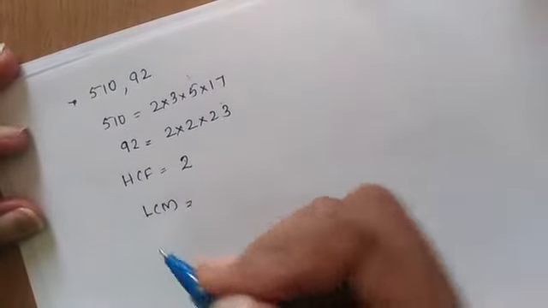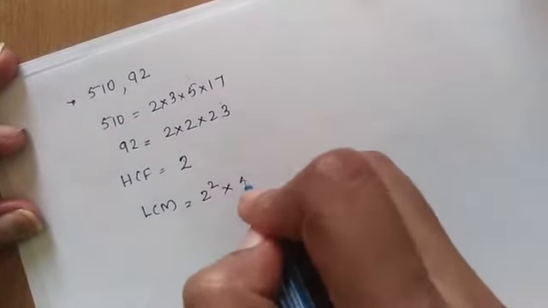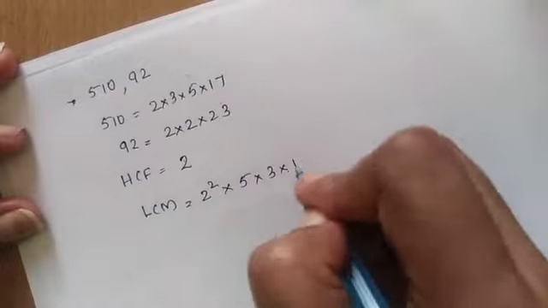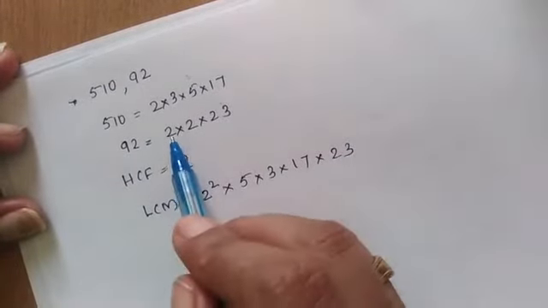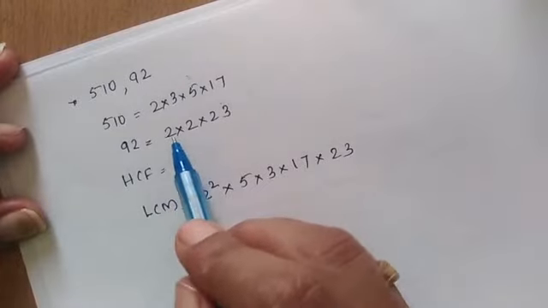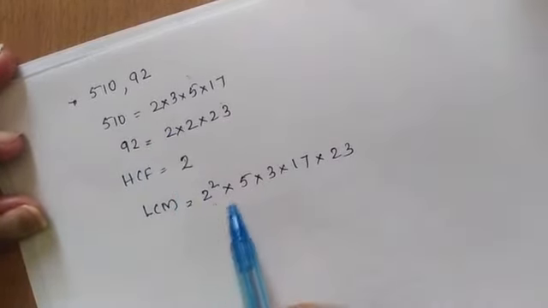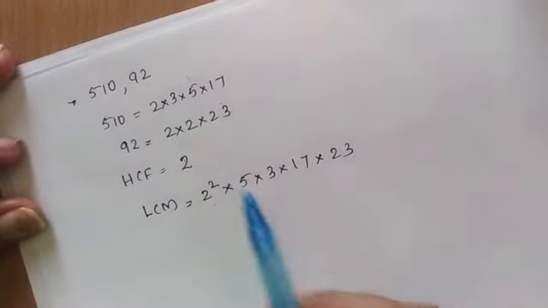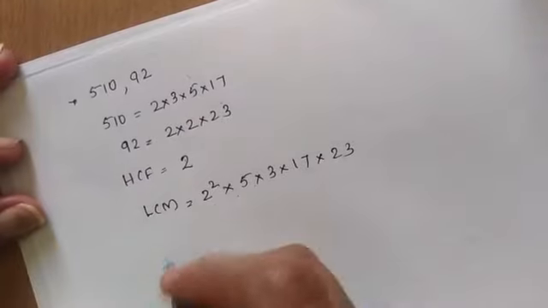LCM is equal to the largest factors. So 2 square into 5 into 3 into 17 into 23. 2's largest power is 2 square: here 2 and here 2 square. So we take the largest power, 2 square into 5 into 3 into 17 into 23, all factors.